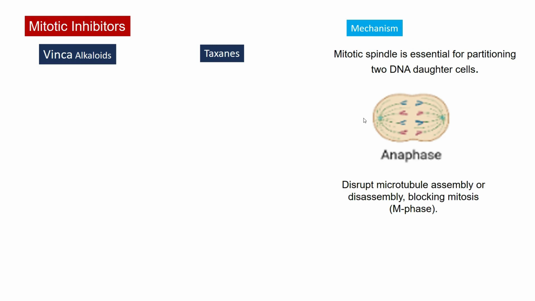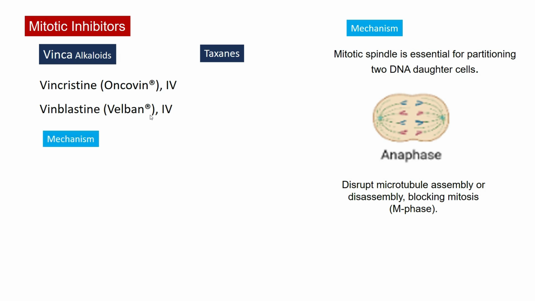So these drugs disrupt mitotic microtubule assembly and disassemble, blocking the mitosis M phase. That way they prevent cell division. Examples of drugs in this category are the Vinca alkaloids, one of the old drugs. Maybe those who have studied pharmacognosy had a chance to read about these natural alkaloids. Vincristine and vinblastine both come in intravenous dosage form.